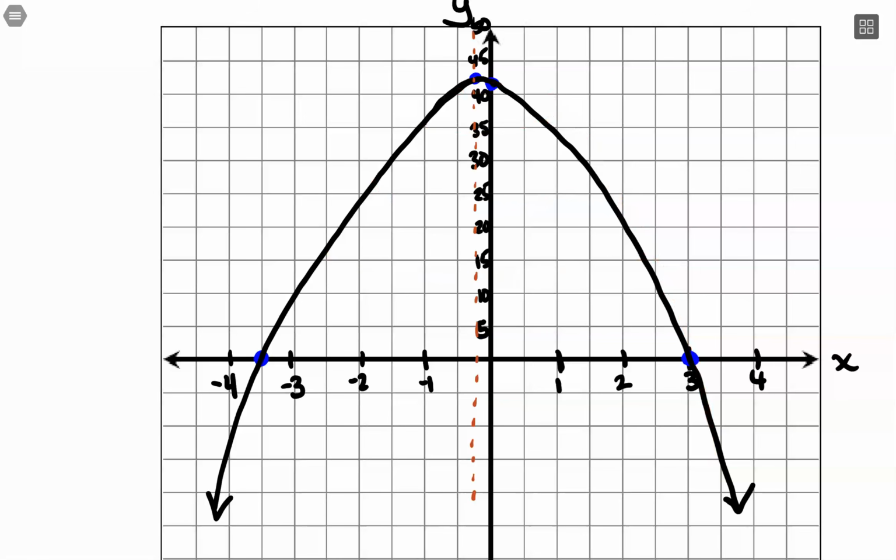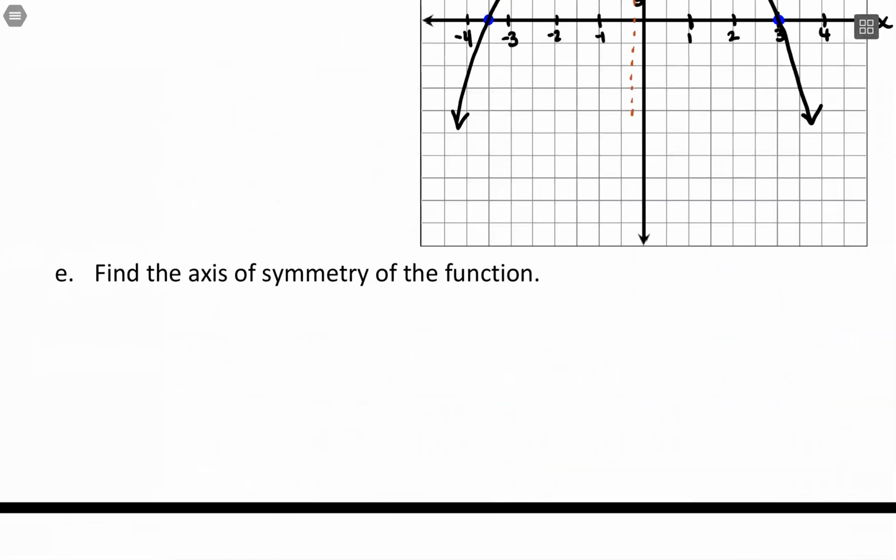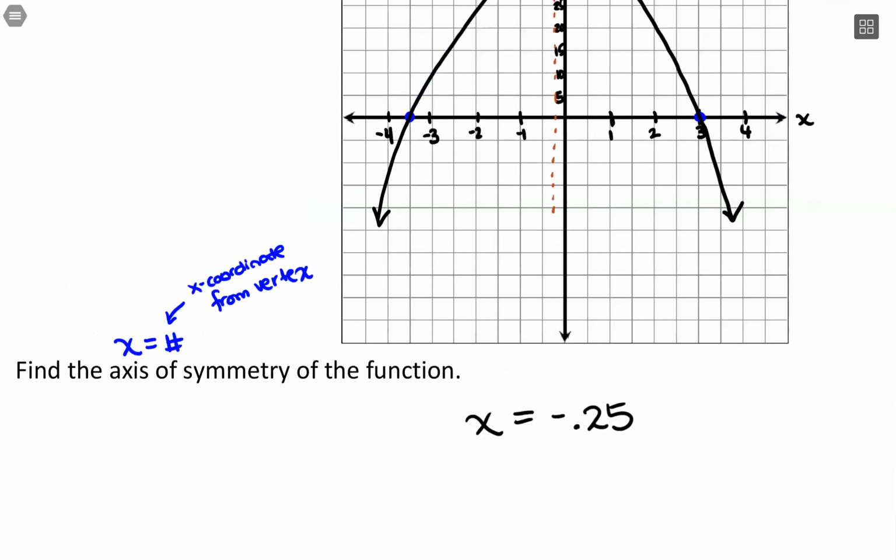So this axis of symmetry is a vertical line. So with that, we use x equals to describe it. So your axis of symmetry will always be x equals some number. And the number that you use is the x-coordinate from the vertex. So for us, this would have an axis of symmetry of x equals -0.25 or -1/4. So that's working with the quadratic function in standard form.